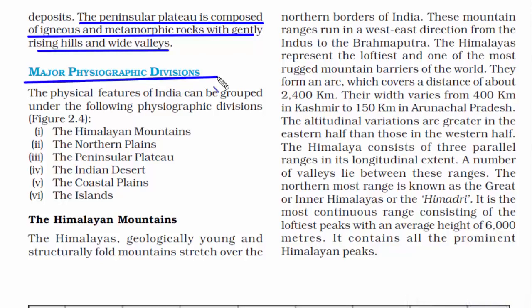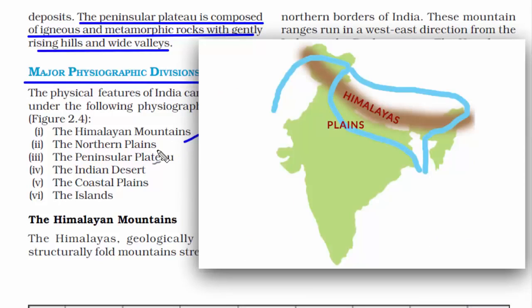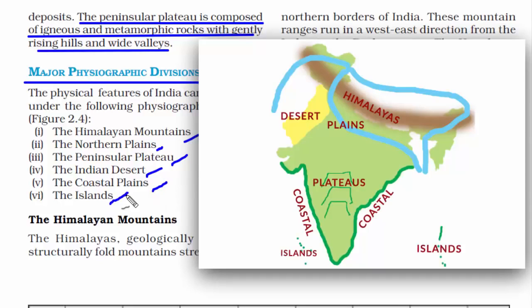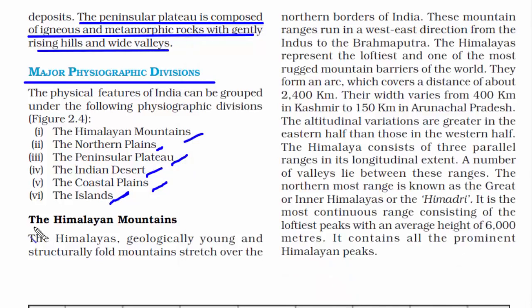Now we will read about the major physiographic divisions. They are the Himalayan mountains, the northern plains, the Peninsular Plateau, the Indian desert, the coastal plains, and the islands. First one is the Himalayan mountains. We just read about how they were formed, and also that they are geologically young, and it consists of a huge chain of mountains, all residing in the northern borders of India.